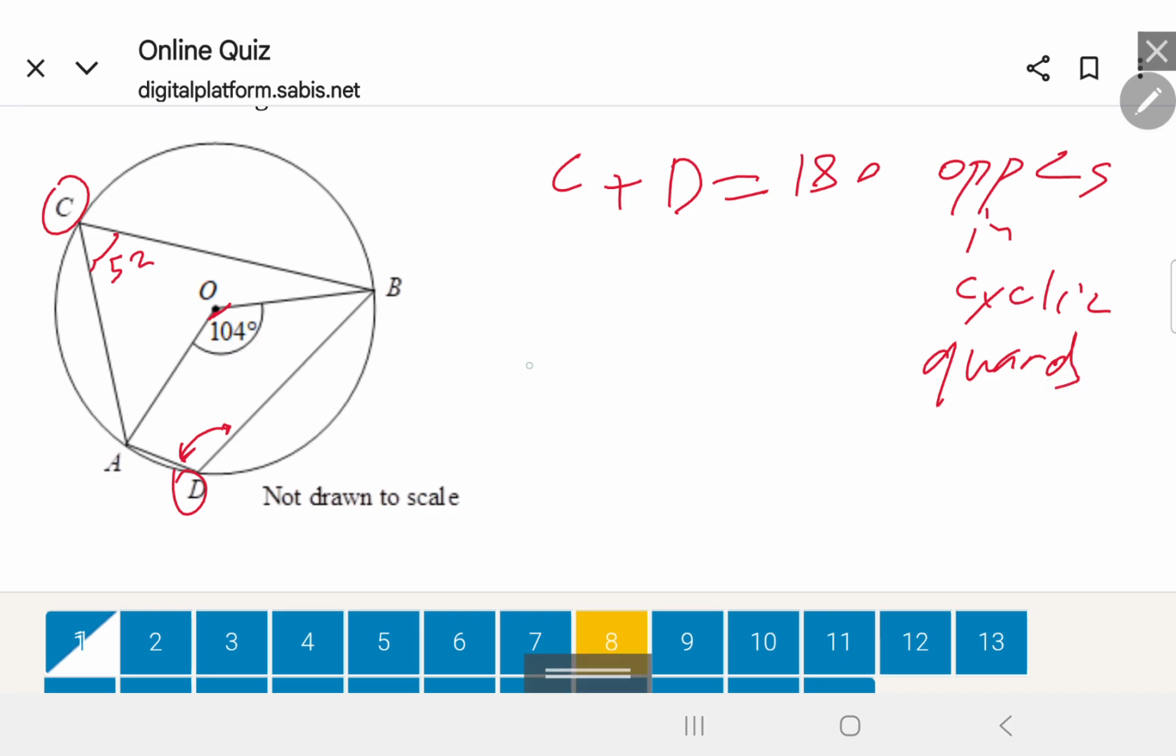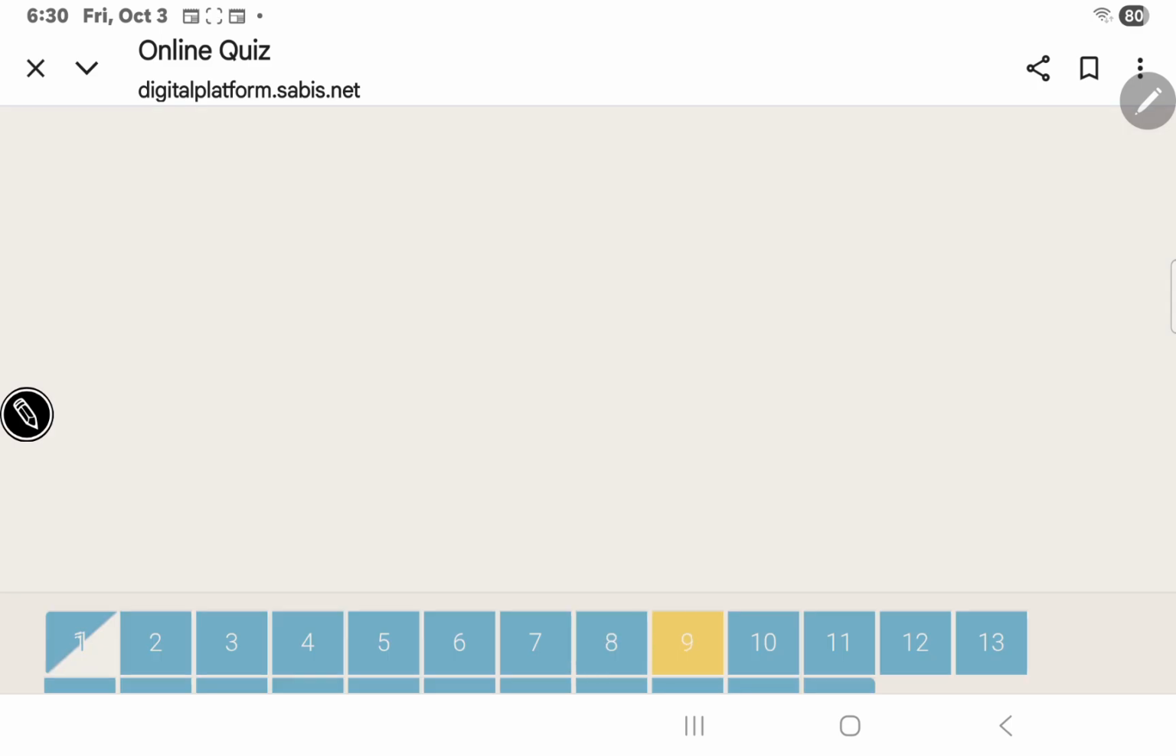Okay, this means angle D will be 180 minus 52. And this will be 128. So this is 128. Number 9 now.